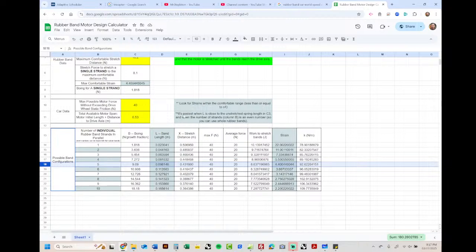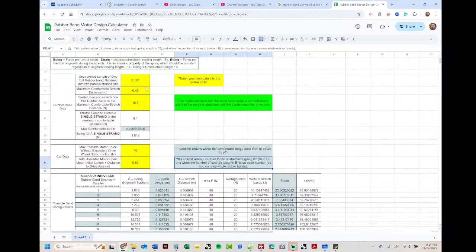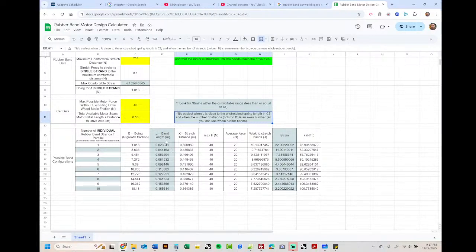And then there's another note. It's easiest when L, here's L, is close to the unstretched spring length, and C3 is right here. So the unstretched rubber bands are just naturally about 0.101 meters long. So if this L for our band configuration is about the same, so about like this or this, these in here, that's pretty good. That's convenient because we can just use whole rubber bands.